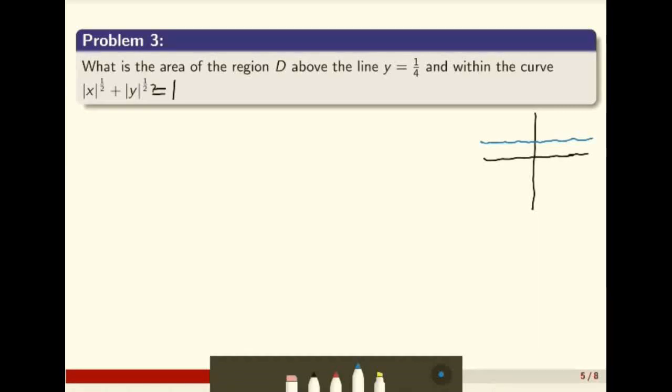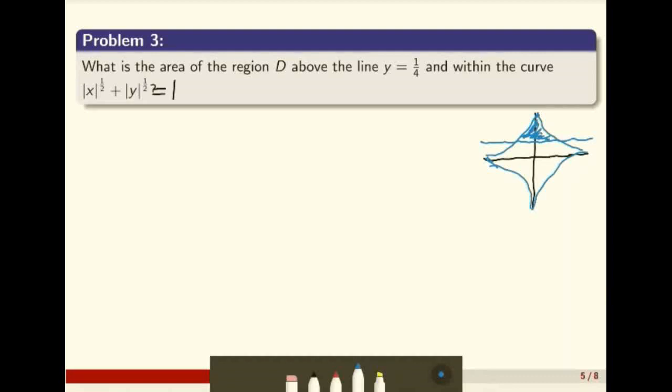We can see that it's this sort of star-shaped thing where we're around the origin, but bending inwards rather than the circle, which bends outwards. But it's the same kind of shape, and the region that we're interested in is this bit up here. And so we see that the curve is giving us this upper bound.